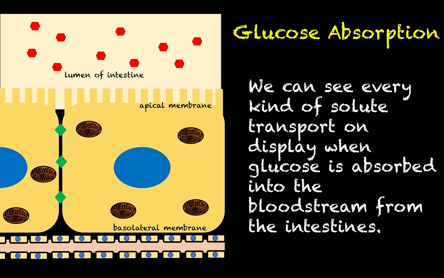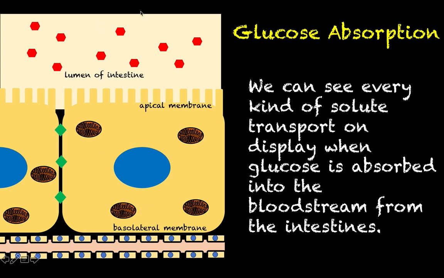This is a very good example for us to look at because we can actually see every kind of membrane transport that we have talked about so far in previous videos on display here. So the situation we have is that we have the lumen of the intestine. The lumen just refers to the inner hollow portion of an organ or a tube in the body. So, for example, the bloodstream down here, we're looking at a capillary. The blood plasma is contained within the lumen of the blood vessel itself, or the inner hollow portion.